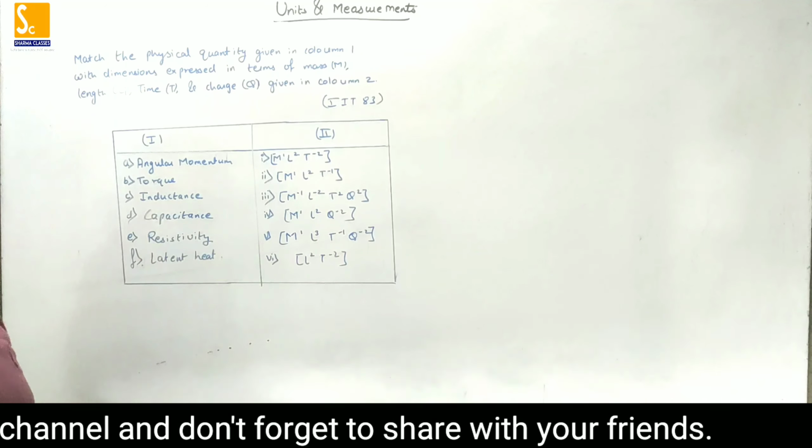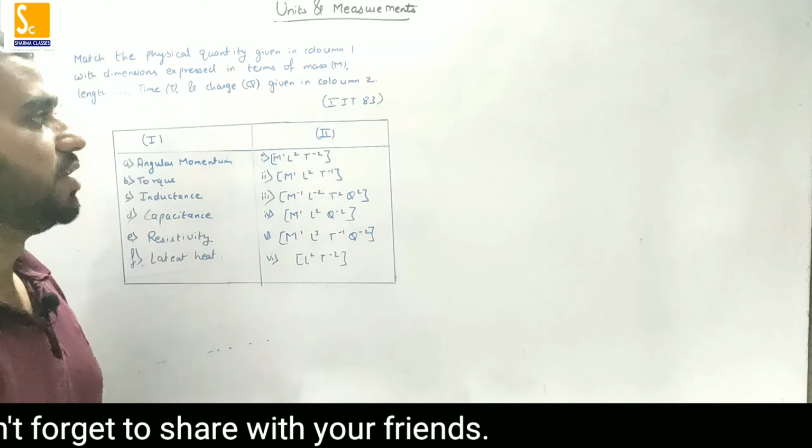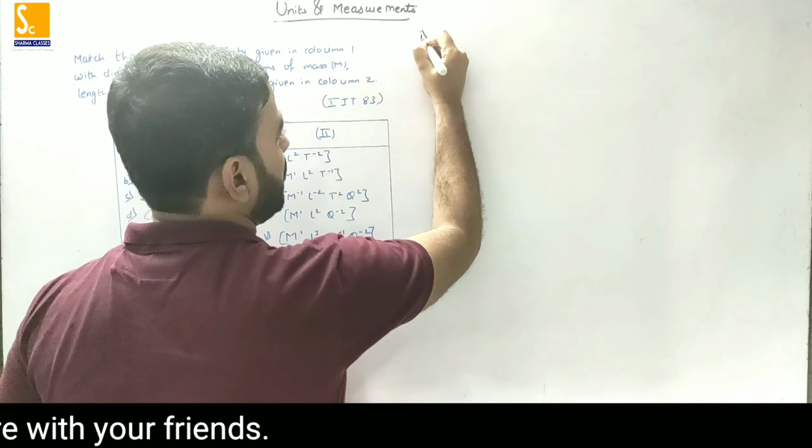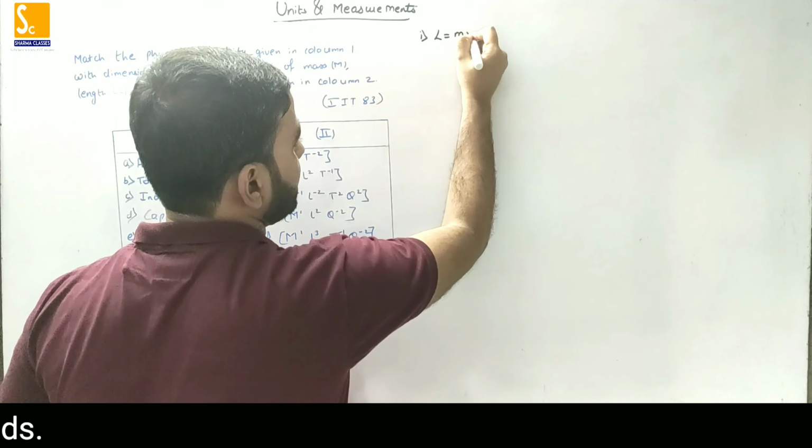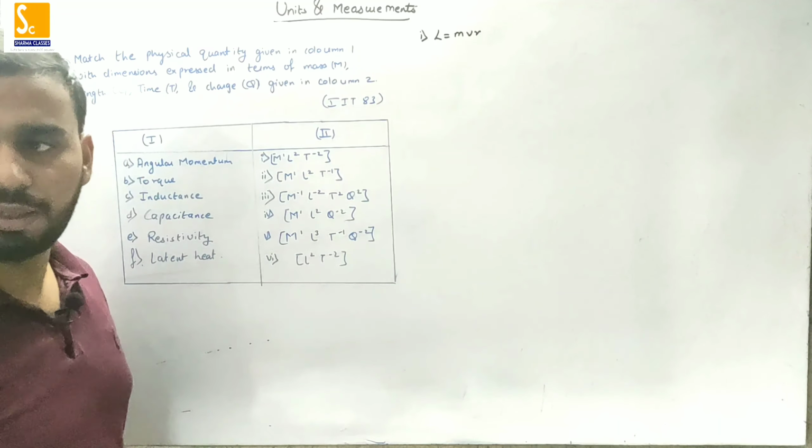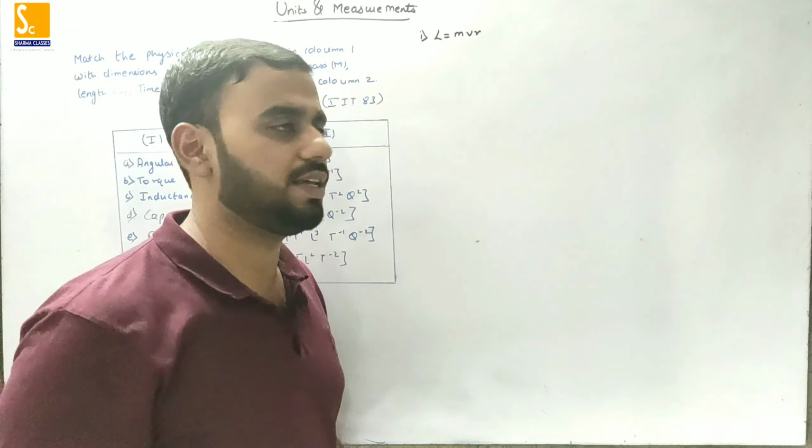The first physical quantity we have is nothing but angular momentum. So we will recognize the formula for the angular momentum. We know the formula for the angular momentum is mvr. What is m? m is the mass, v is the velocity and r is the radius.